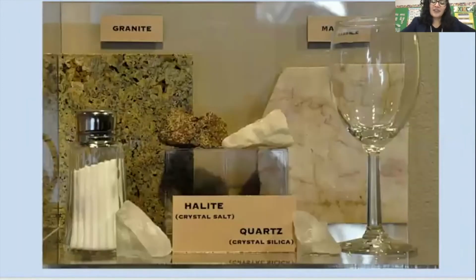We also have other rocks and minerals. One is called granite. You might have that in your kitchen on the counter. We also have marble, which is just a little fancier, and that's really strong. We have halite, which is crystal salt, and when they break that small, it becomes a salt that we use in our food. We also have quartz, which is a crystal silica. That's at the bottom. Do you see the wine glass? Yeah, that's what it's made out of.